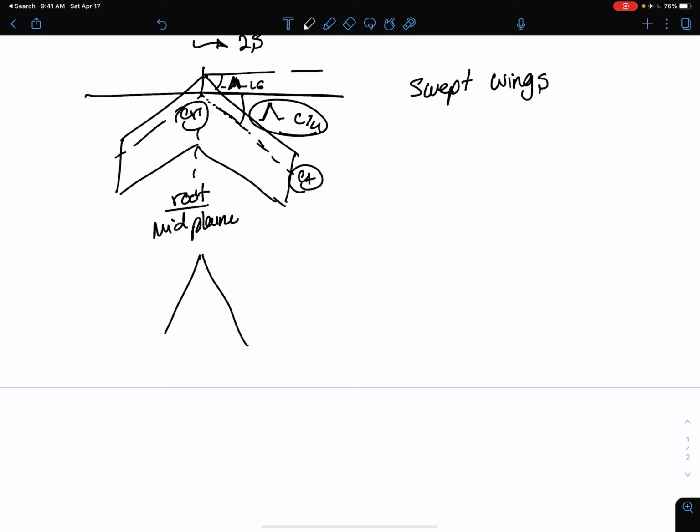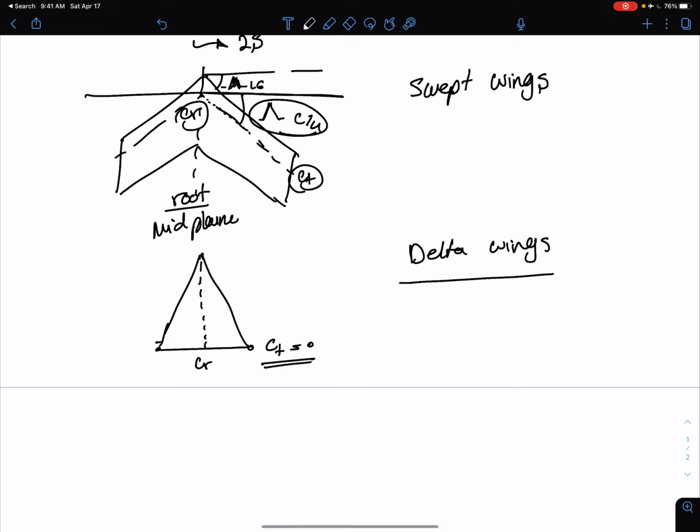There is one more type of wing that we need to focus on, and it's called the delta wing. Delta wings are a special form of swept wings. Their root chord is this, but their tip chord is 0. So the quarter chord line will look something like this, and your quarter chord angle will be this angle, the quarter chord sweep angle.